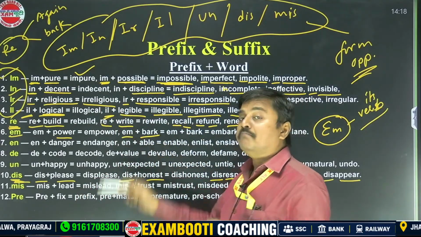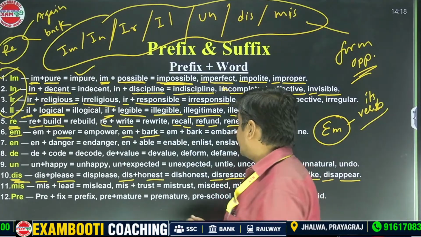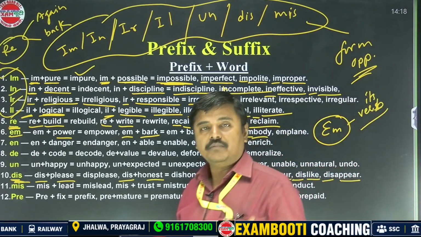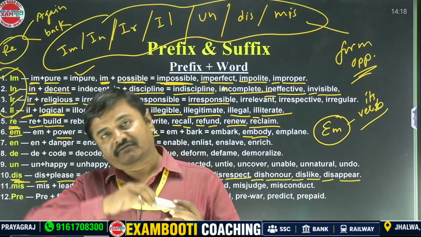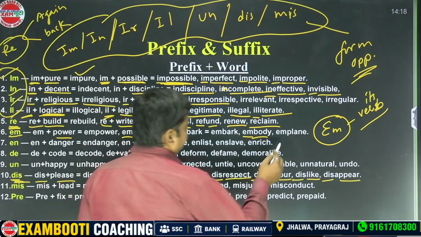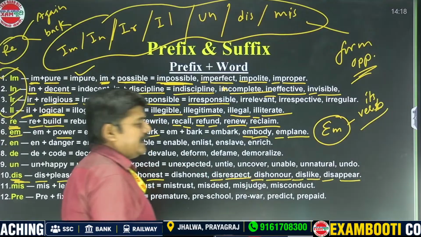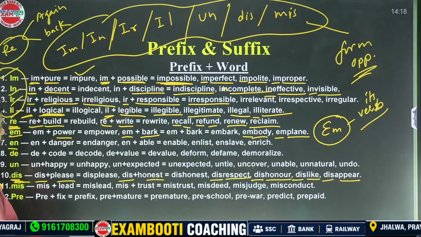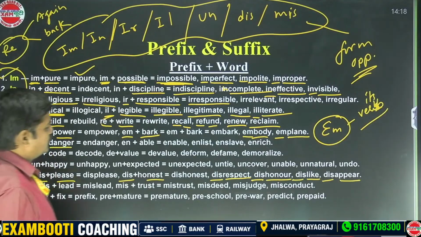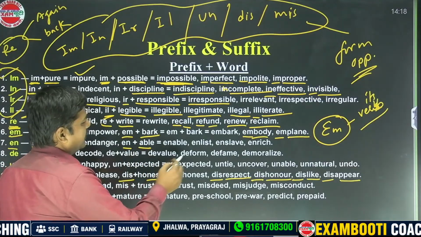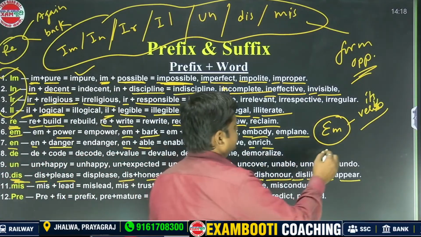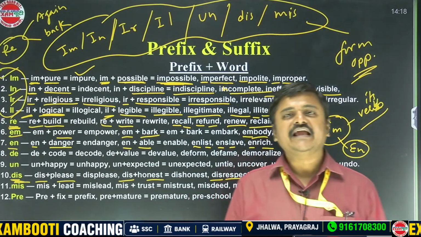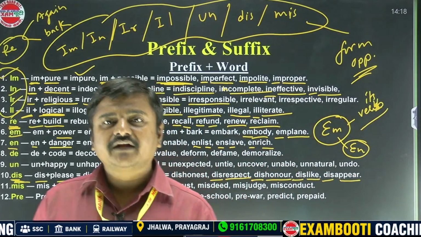Like bark, embark. Body, embody. Embody is a verb. Embody means taking the form of a body. Plain, explain. Again, EN. Danger, endanger. EN: enable, enlist, enslave, enrich. When you add EN to a certain word, you will also get the verb form.